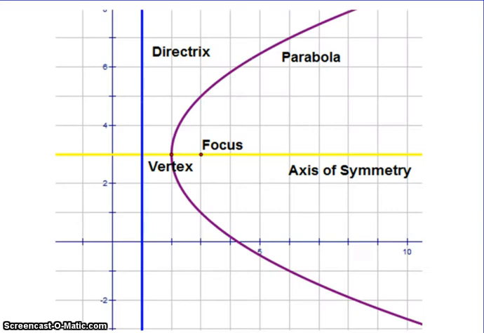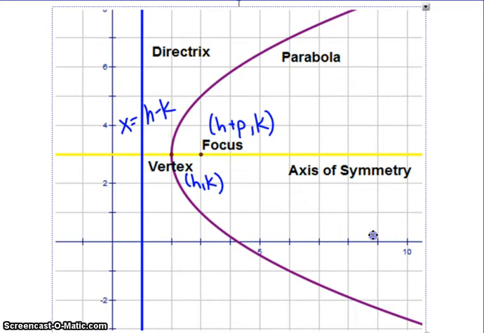So looking at the picture with the same information, we have the vertex is h comma k. To get to the focus, we move to the right, so we actually add p to the h. We're not moving up and down at all, so we don't add anything to the k. And then when we get to the directrix, this time we're going backwards, in the negative direction, so we would subtract: x equals h minus p. We're still moving just left and right.